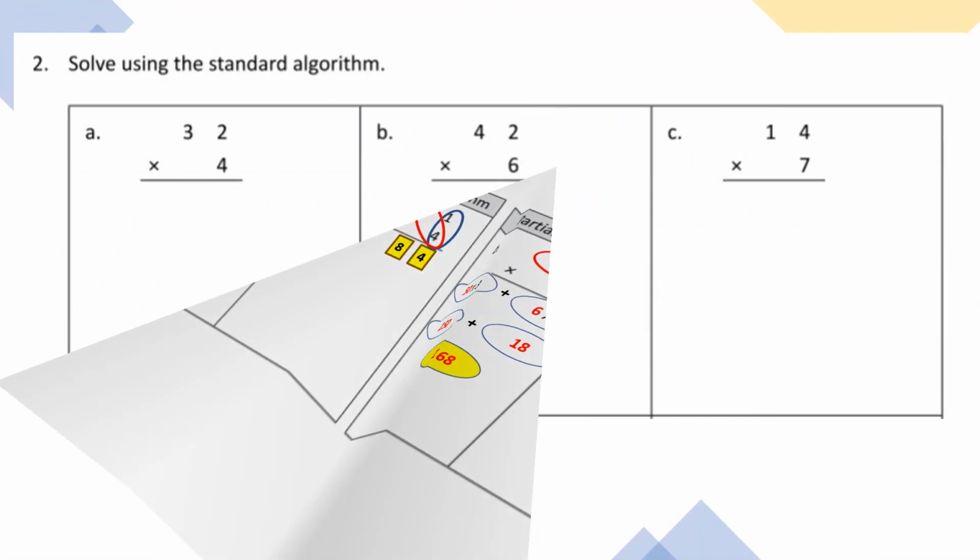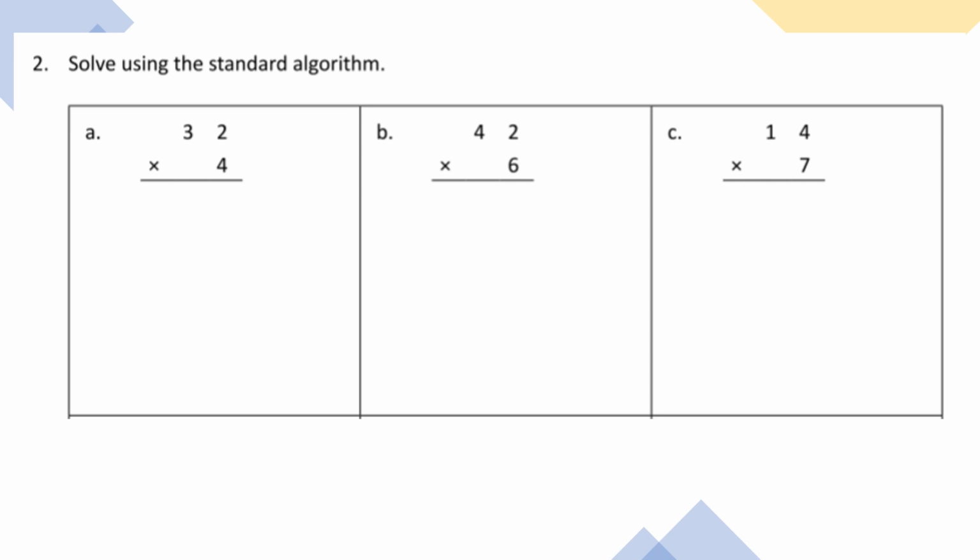Let's look at number 2. Now, for number 2, it asks us to solve only using the standard algorithm. So we're going to start by multiplying the digit at the bottom times the number in the ones place, then the digit at the bottom times the number in the tens place. We're going to do that for every single one.